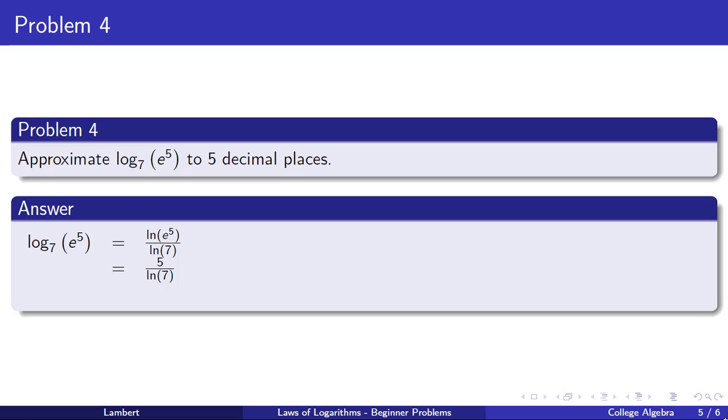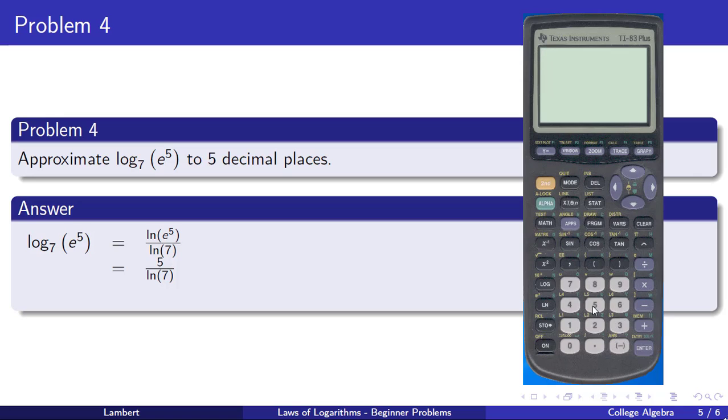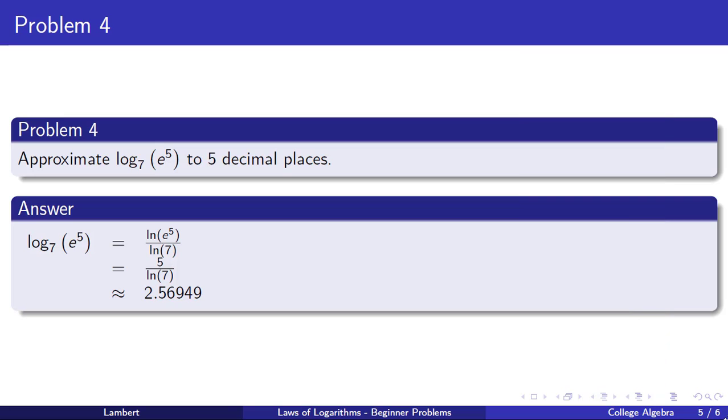And now we can just punch that into the calculator. So pull out our calculator, and the first button we want to push is the 5, and then we hit divided by, and you can see the natural log symbol appearing over here on the left hand side. So we hit natural log, then we punch in 7, close off our parentheses, and then just hit enter, and we get our final answer. So this is an approximation since we're rounding to 5 decimal places, so we get 2.56949.